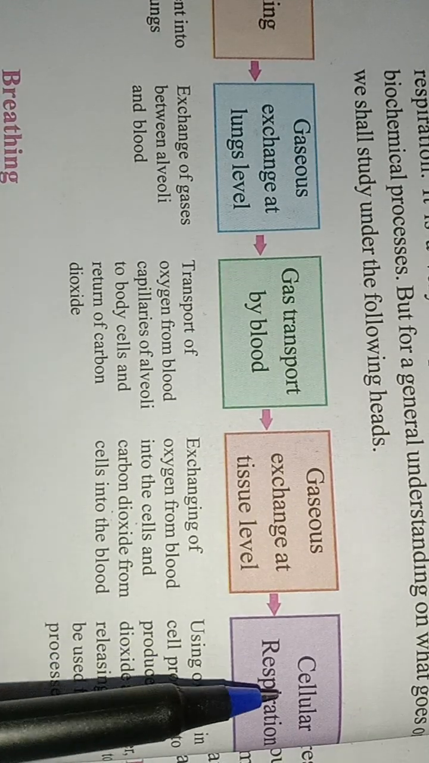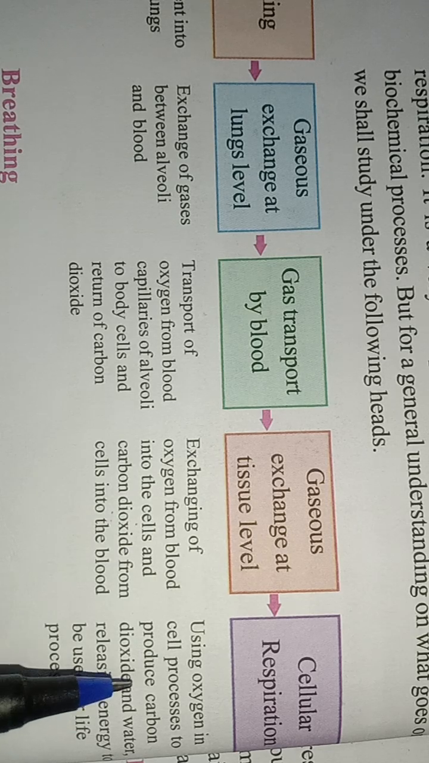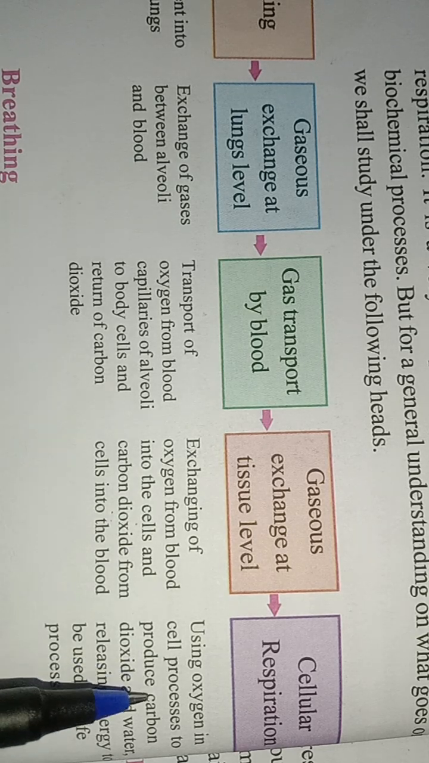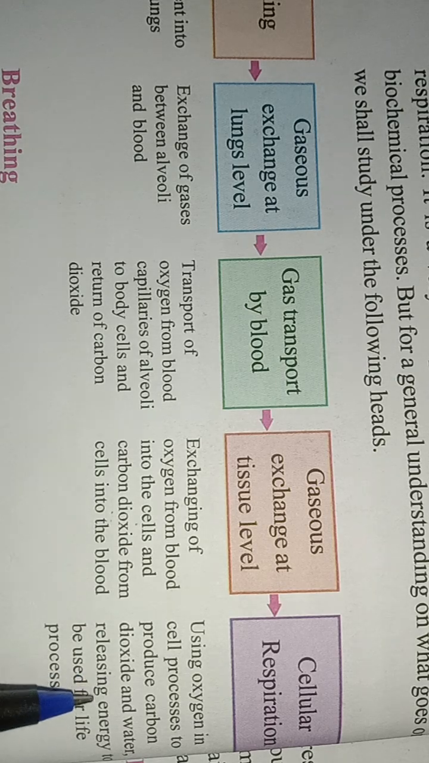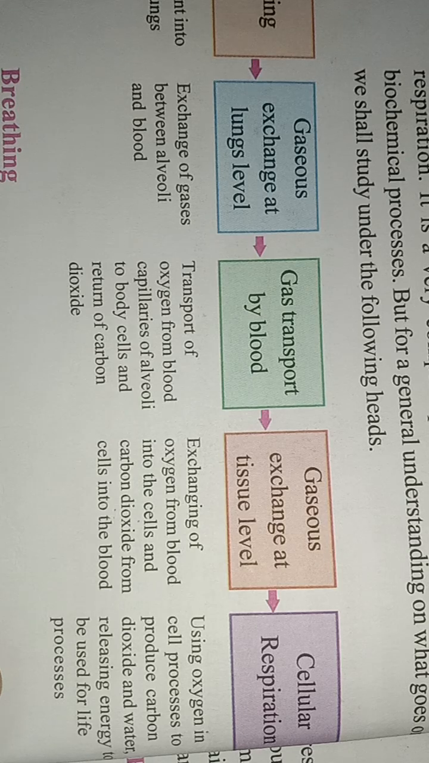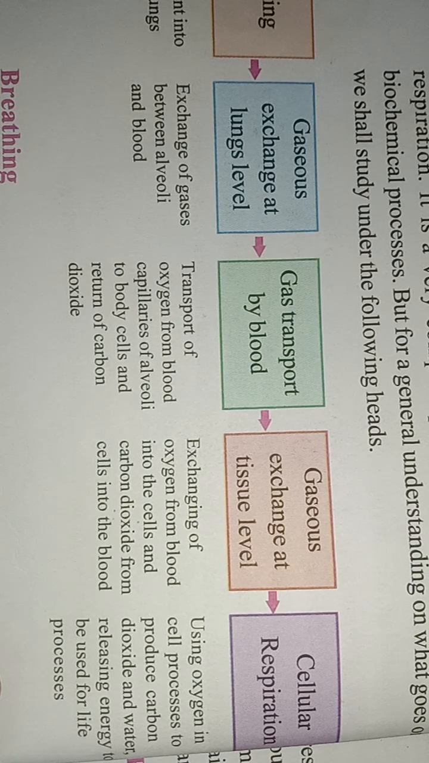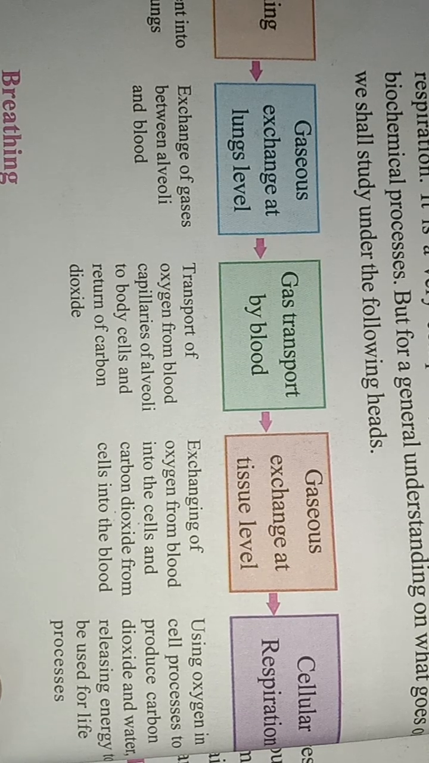Next, the last level of respiration is cellular respiration. Using oxygen in cells, cell processes produce carbon dioxide, water and release energy to be used for life processes. After using oxygen, that process is called oxidation, right? At that time it releases energy which is used by our body.